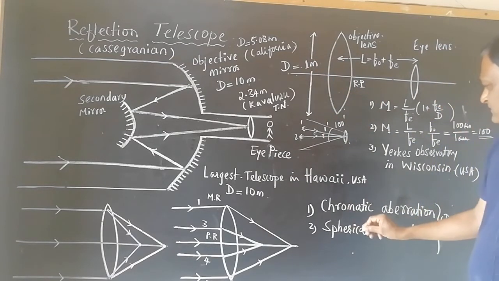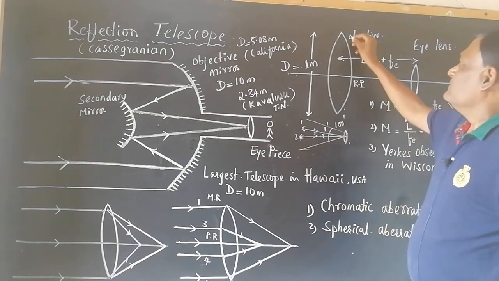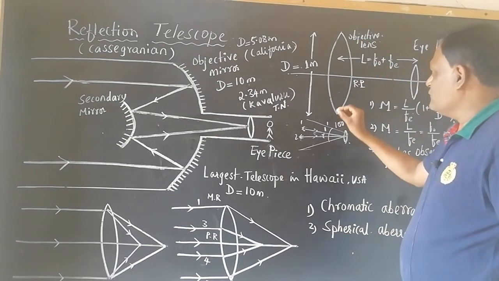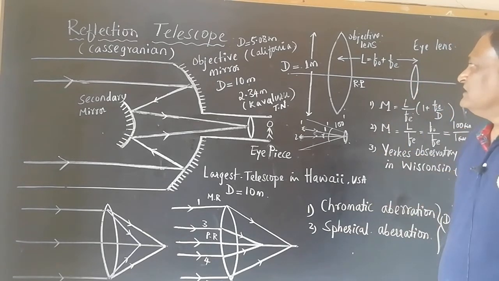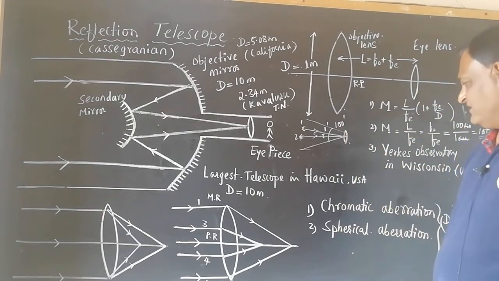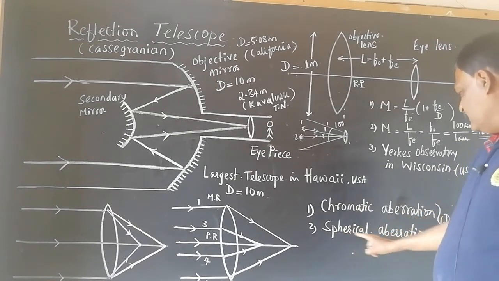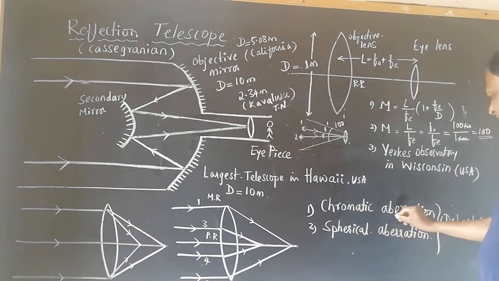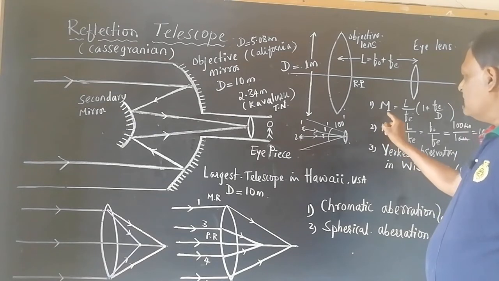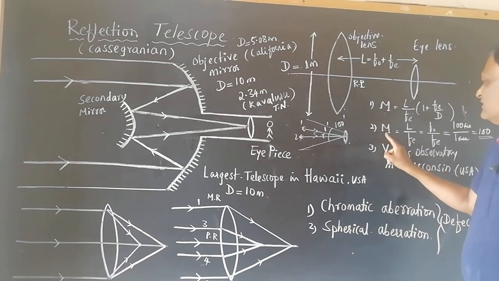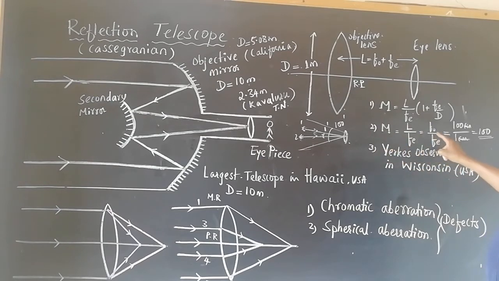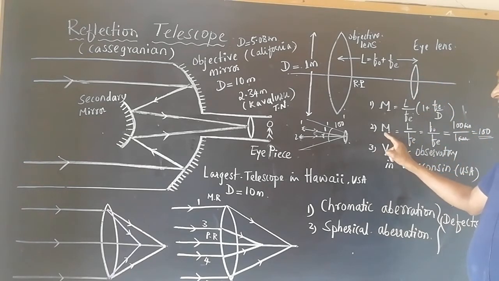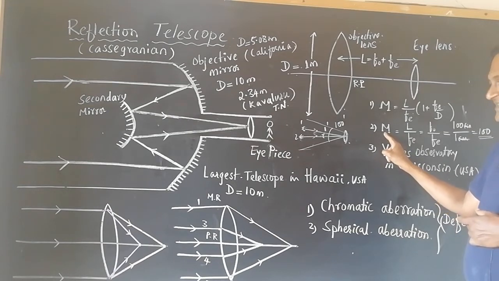Further, the refraction type telescope has two defects, namely chromatic aberration and spherical aberration. Aberration means defects. In order to increase the angular magnification, we can choose an objective lens of large focal length and an eye lens of a short focal length. So the angular magnification can be increased.